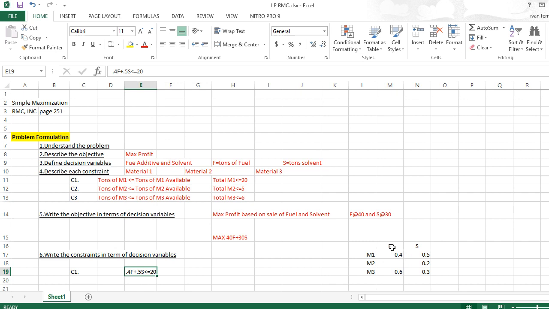So you see what I did there? 0.4, which is the amount of material 1, times the amount of fuel that you're going to make, plus 0.5 times the amount of solvent that you're going to make, cannot be more than 20.